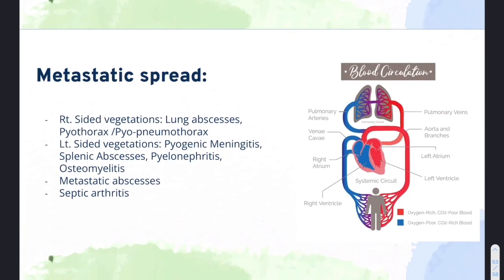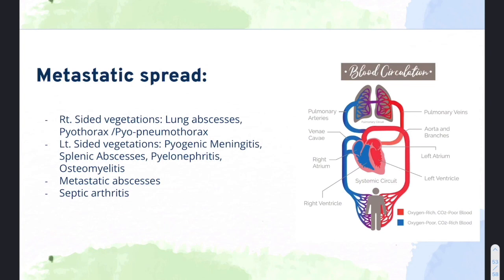Then we have metastatic spread. For right-sided vegetation, there will be lung abscess, empyema thorax, and pyopneumothorax. Empyema refers to the presence of inflammatory fluid or pus within the chest cavity. Pyopneumothorax is a pleural collection of pus and gas. So this is the right side of the heart. If the vegetation detaches, it will travel to the pulmonary circulation, leading to lung abscess, empyema, and pneumothorax.